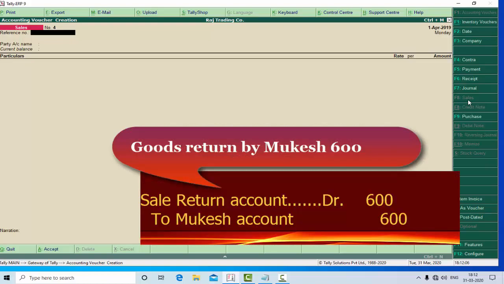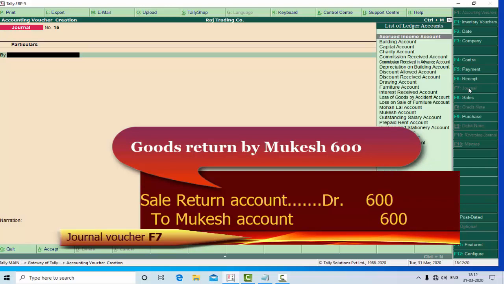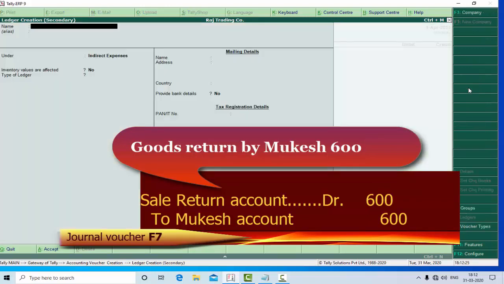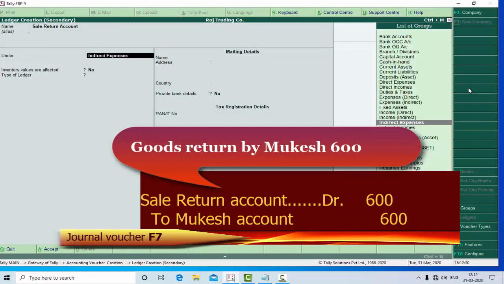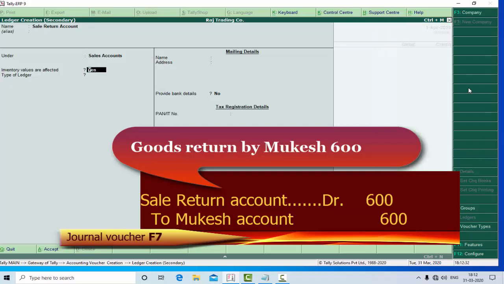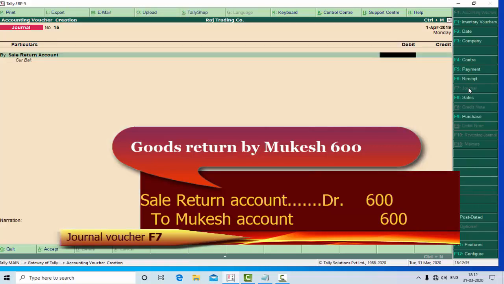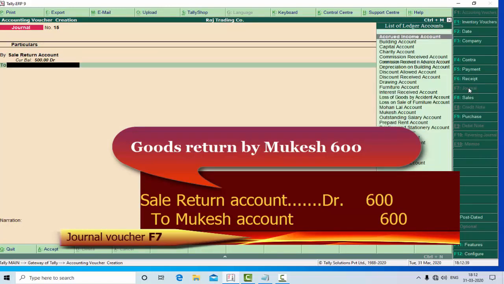Goods returned by Mukesh. Next entry, goods returned by Mukesh. Sometimes our customer returns goods to us due to damage or some other reason. So debit the sale return account and credit the Mukesh account, and that entry will be recorded again in the journal voucher. Use shortcut key F7, or create the sale return account under the sale account. I think you understand, and the amount will be 500, and credit the Mukesh account.